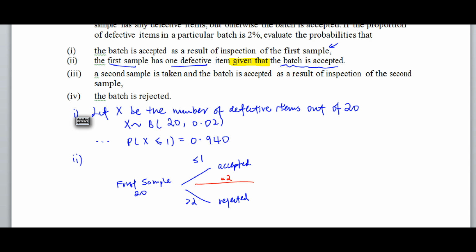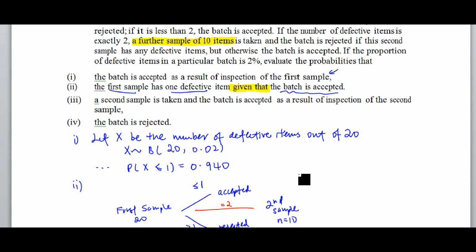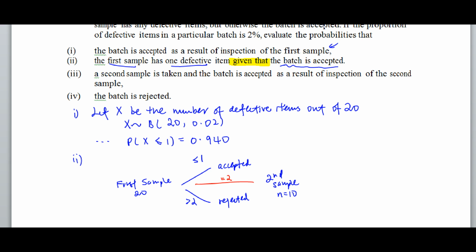You take a second sample where n is equal to 10. Look, you take a second sample of 10 items here. So as long as there is any defect, then it's rejected. If I let y equal 0 defects, then it's accepted. And if y is greater than or equal to 1, then it's rejected.